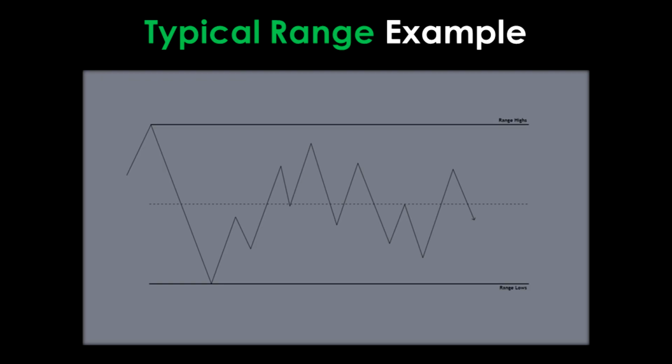Now, let's explore some visual representations of each of the ranges we've just discussed. So the first type we discussed was the typical range. It consists of a high and a low, with the price oscillating between the two. This is the standard appearance of a typical range, though it's somewhat more subjective compared to CRT or time ranges.